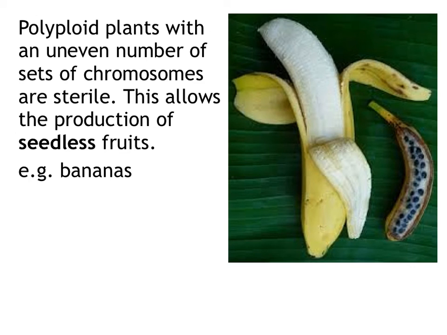Polyploid plants with an uneven number of sets of chromosomes are sterile. So if you've got ones that have 5 chromosomes or 9 chromosomes, it means that they're sterile. An example of that would be bananas, where you produce a seedless fruit.